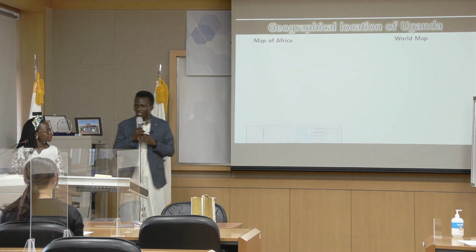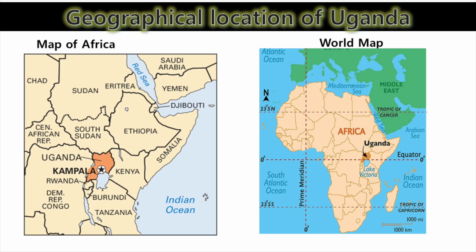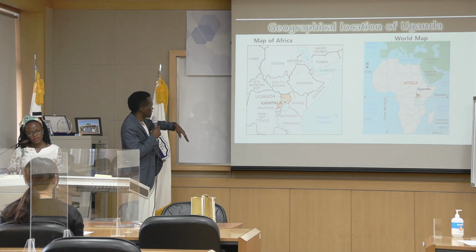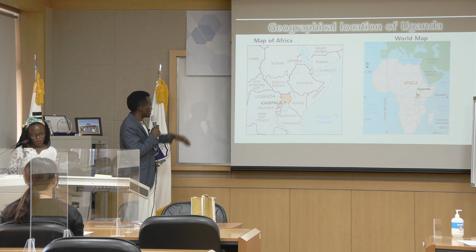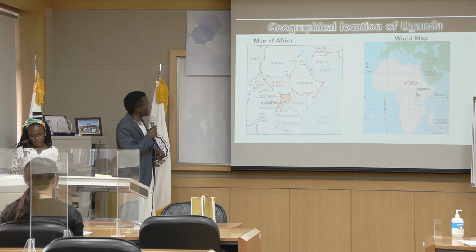So going forward, the geographical location. Uganda is located in East Africa, bordered by South Sudan in the north, Kenya in the east, and the Democratic Republic of Congo in the west. In the south, we have Tanzania, and in the southwest, we have Rwanda. So those are our neighbors.